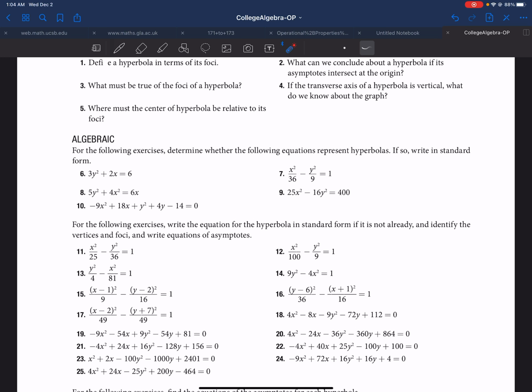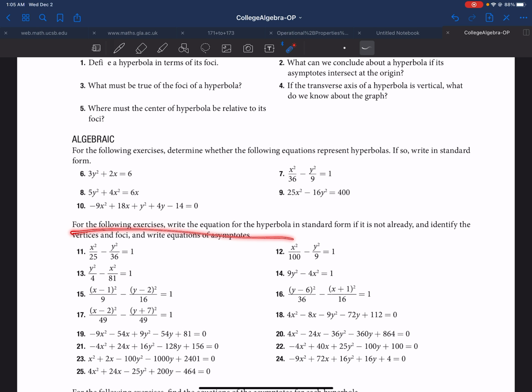And in 7, it is in standard form. One of them's plus, one of them's minus. Since y gets the minus, you know the bottleneck's in the y direction, and so on and so forth. This one, when you divide by 400 to make it 1, you will get a 16 over here and a 25 over here and a 1 over there. And so that one is also.